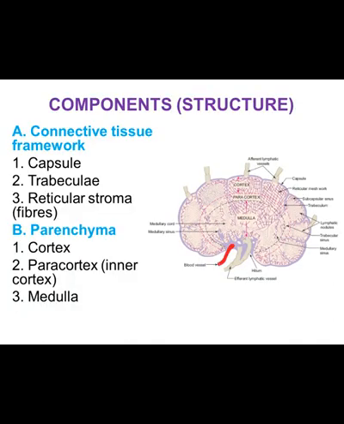Now we come to the structure or component of the lymph node. First one is the connective tissue framework, which consists of capsule, trabeculae. This is capsule, and these are trabeculae, and reticular stroma. And the second component is the parenchyma, which has cortex under the capsule, and then paracortex, you can say the inner cortex, and in the deeper part, medulla.